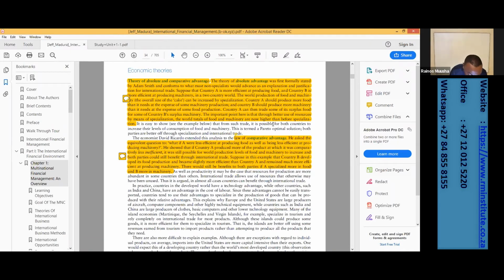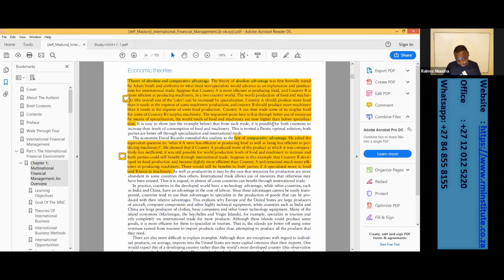So with comparative advantage, even if country A is not as good at producing both food and machinery, but is better at producing food than machinery, there is still a benefit that can be derived from A producing more food, and then trading the excess food with B as well.